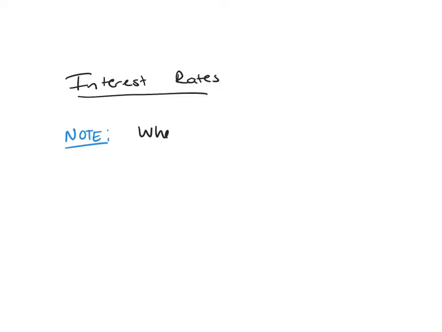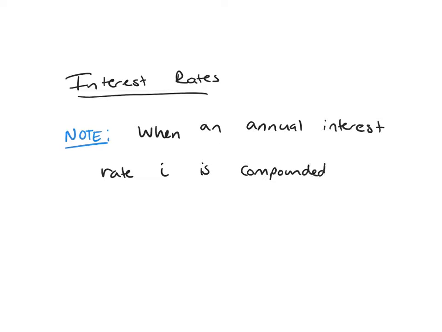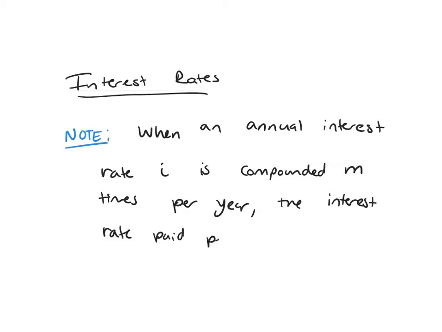So when you have an annual interest rate of I, and it's compounded M times per year, the interest rate paid per period is, well, you take your interest I and divide by the number of times it's compounded.